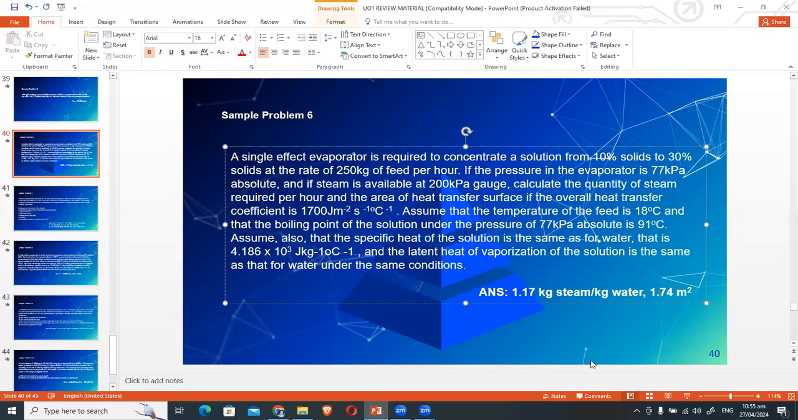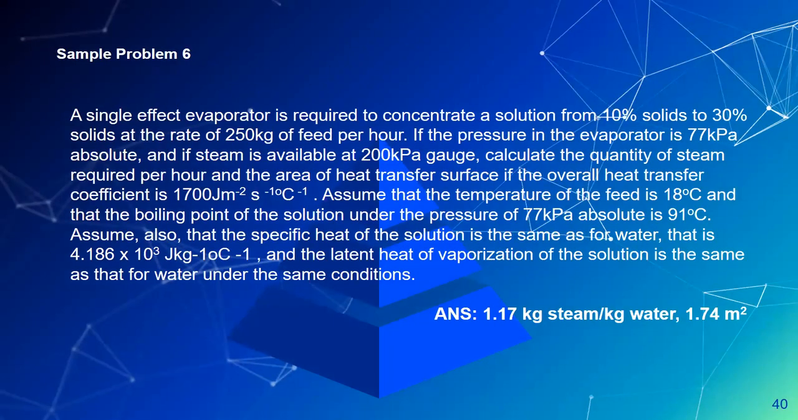Oftentimes, class, when evaporator economy is being asked, it's actually kilogram of water evaporated per kilogram of steam used. In this case, the answer provided is kilo of steam divided by kilo of water. So just do the computation, and this is the numeric value for that. And this is the area, 1.74. We'll not go through this anymore because this is simpler than the first one. It doesn't have any boiling point rise.